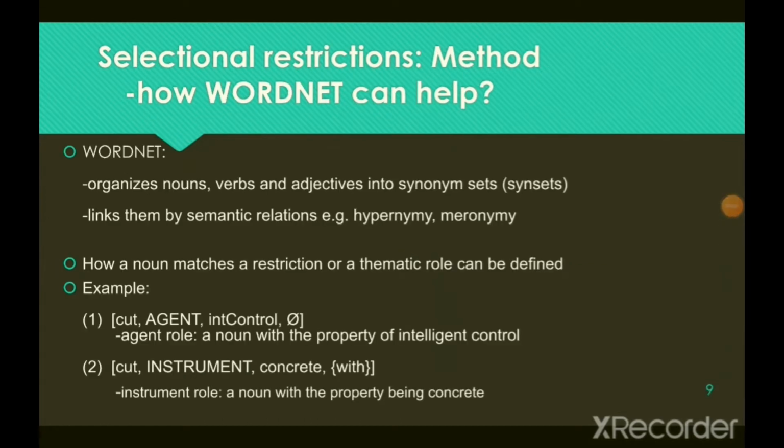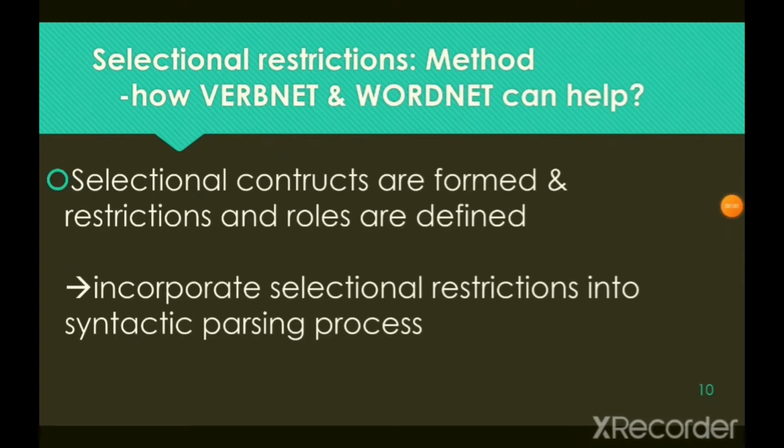WordNet can also help in this method because WordNet organizes the words into synonym sets, which are called synsets, and therefore how a noun matches a restriction over a semantic role can be defined. Just like in the example, you can see that if a noun has the property of intelligent control, it can satisfy the agent role. So how can VerbNet and WordNet help together?